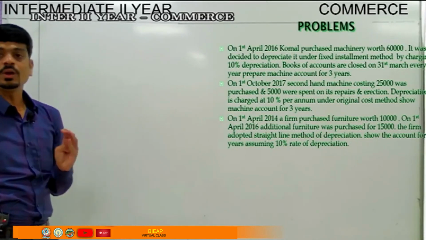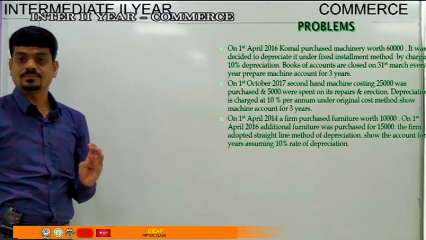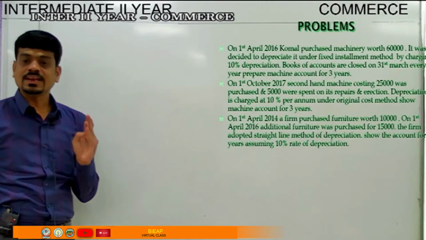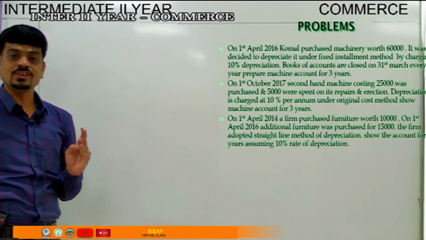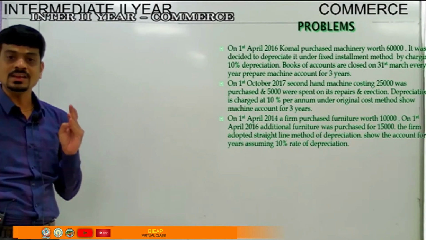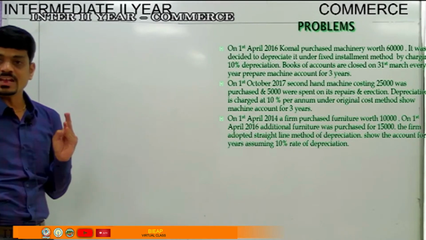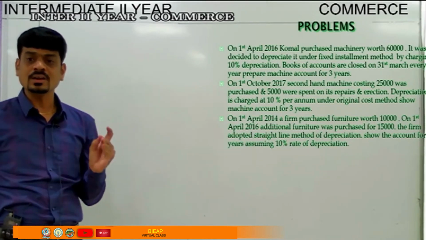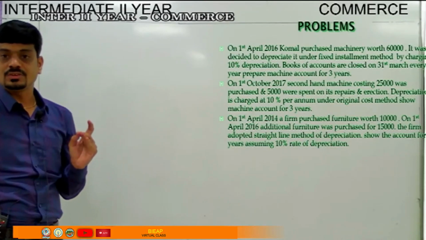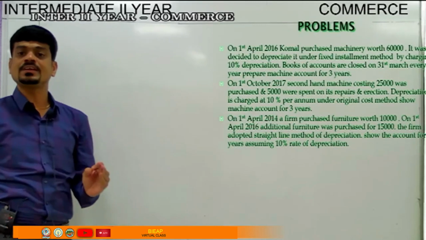First thing, what we want to know is the cost of asset. Cost of asset is 60,000. Second thing, we bought the machine on 1st April 2016, means at the beginning of the financial year. Third, we want to know the rate of depreciation. They gave 10% rate of depreciation. And which method did they tell?